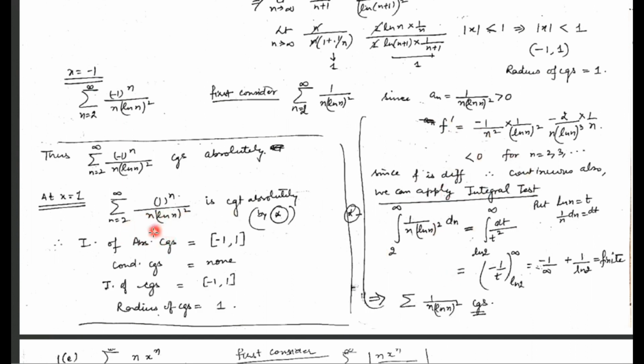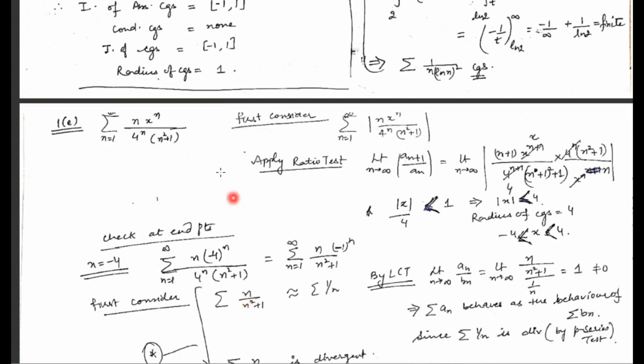So the interval of absolute convergence will become the closed interval minus 1 to 1. There is no point where the series is convergent conditionally, so conditional convergence is none. Interval of convergence is the union of these two, and the radius of convergence is half of the length of the interval. Since the length of the interval is 2, the radius will be 1.